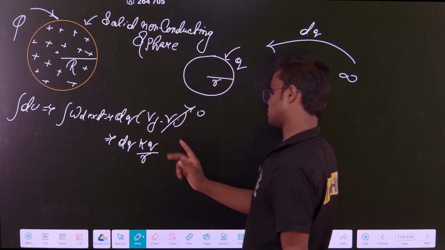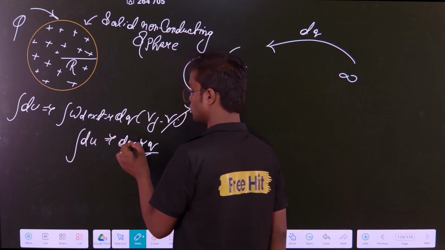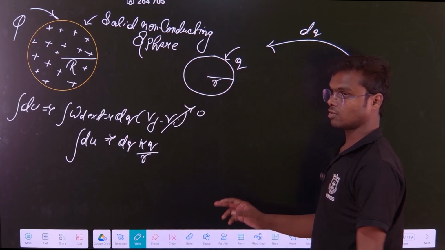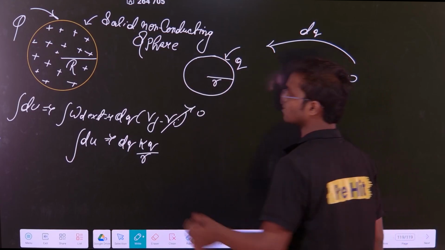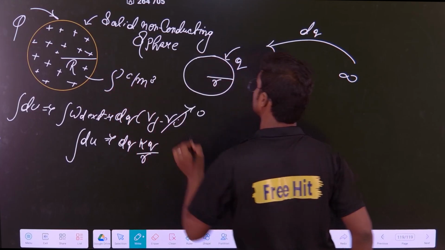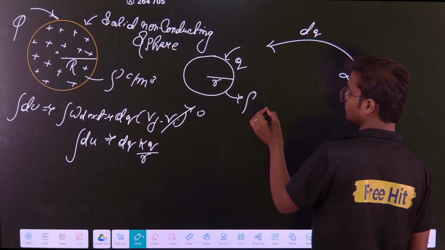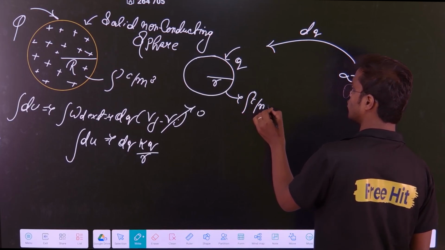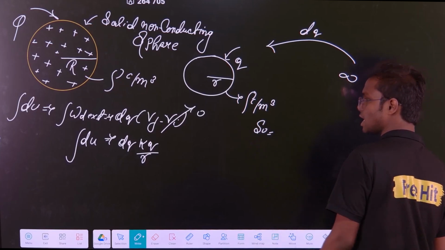Now the problem is, we can't directly integrate. Why? Because here q and r are both variables. So for doing the integration we have to change something. Now how will you change it? Suppose here rho is given, coulomb per meter cube. Here also the rho will remain the same, correct? Rho cannot change. Rho is a fixed property of a material, it won't change. So I can say what?